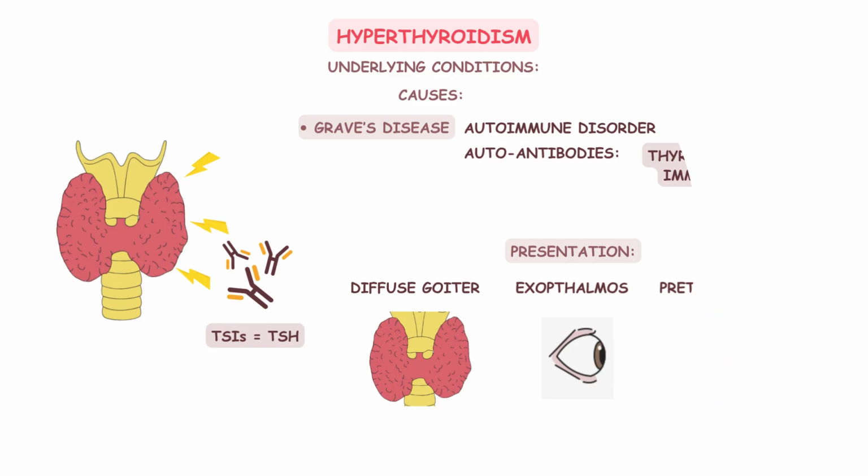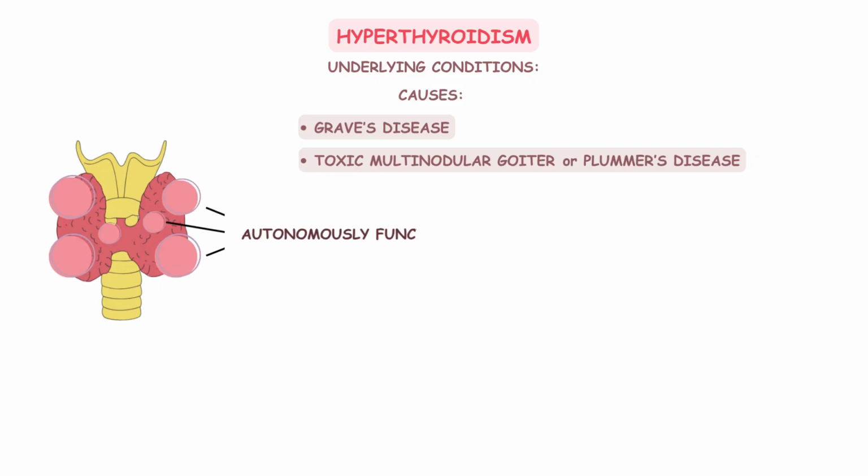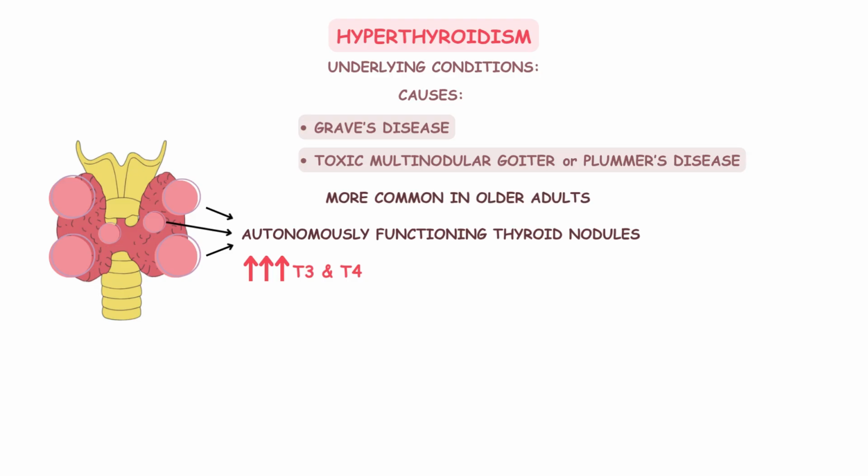Then we have toxic multinodular goiter or Plummer's disease. In this condition, multiple autonomously functioning thyroid nodules produce excess thyroid hormones, which are independent of TSH control. This condition is more common in older adults and may evolve from a long-standing goiter.